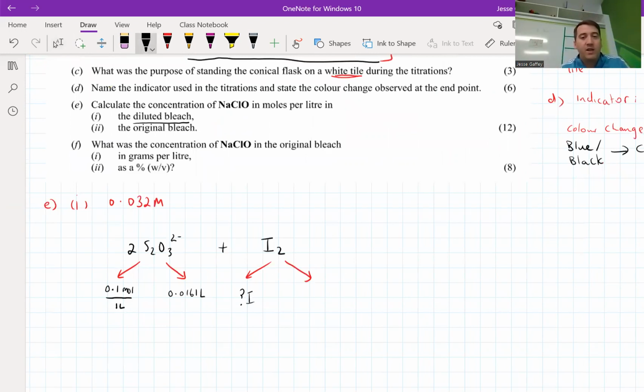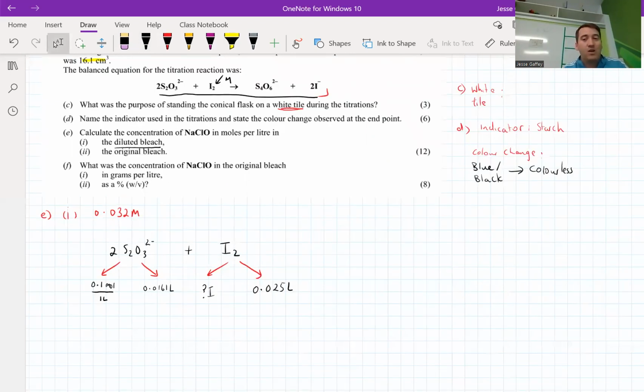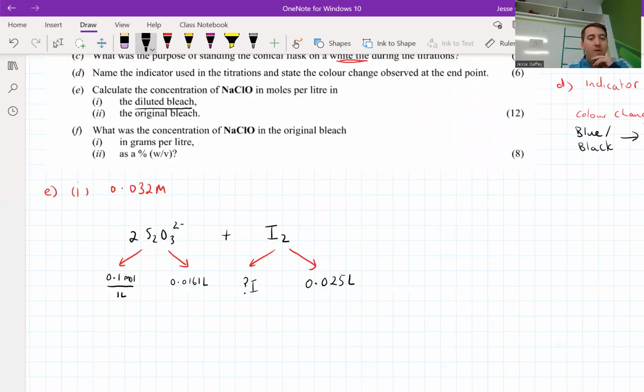But how much of the iodine did we use? It told us we added 25 centimeters cubed to the bleach, and that was the limiting reagent. So that means 25 centimeters cubed of the iodine was created. So 0.025 liters. So we're going to find the concentration of iodine, and that's going to help us understand the concentration of the bleach. Okay, so let's go ahead and work to find how many moles of thiosulfate we use per titration. Pause the video and do that now.